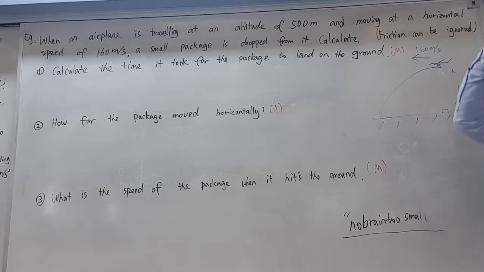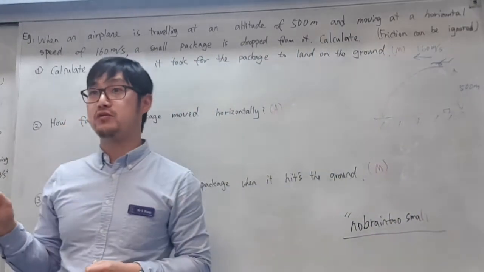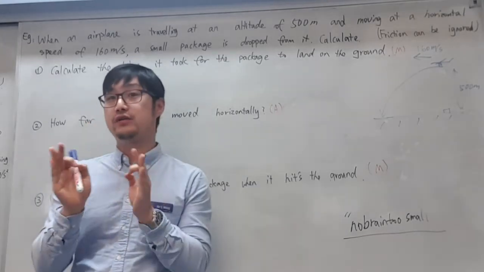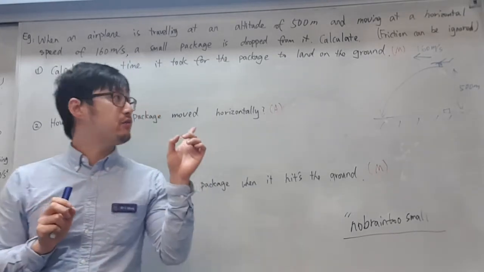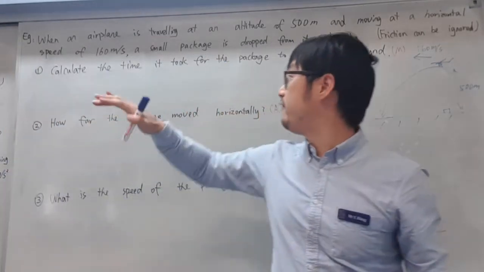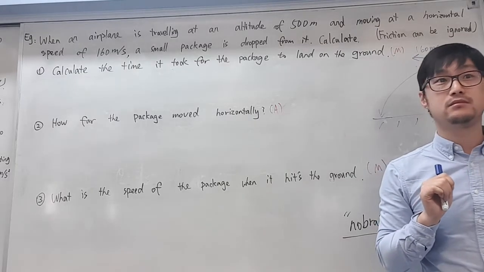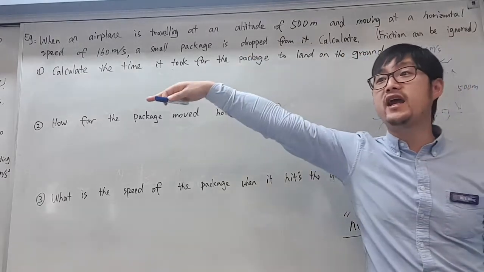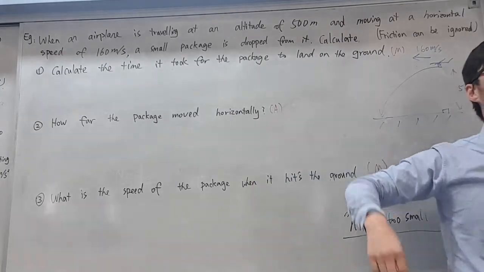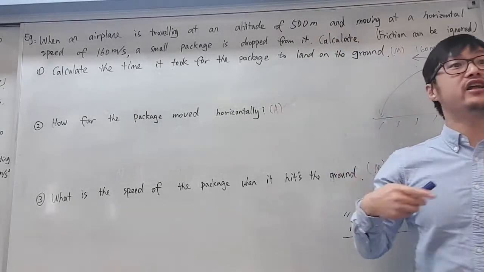The time for the package to land on the ground. So first question is, we know this is projectile motion, and we need to analyze the horizontal and vertical. Which direction are we supposed to analyze for this one? The time taken for it to land on the ground. Does the horizontal make it land on the ground or the vertical make it land on the ground? The vertical. Vertical makes it, so we have to analyze the vertical direction.